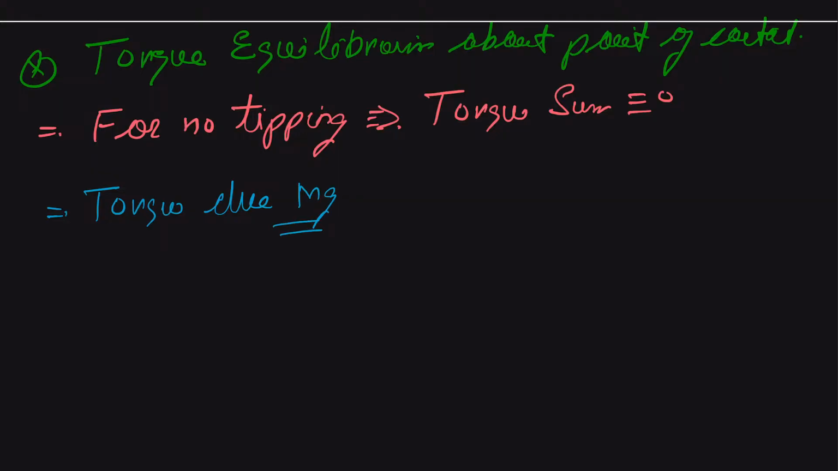Which will be mg acting in the downward direction. Therefore, we can write the formula directly also. See, torque because of mg will be equal to mg, and the displacement is the small one, which is our delta.